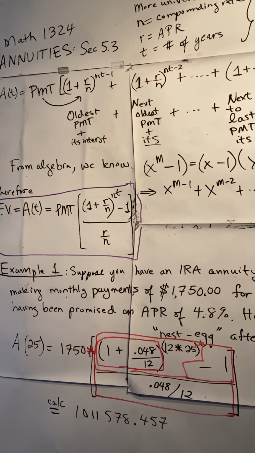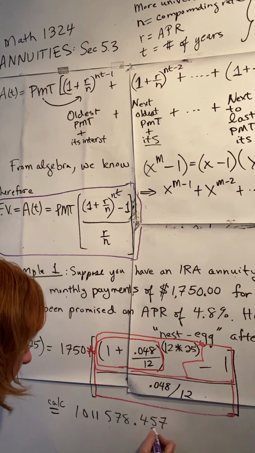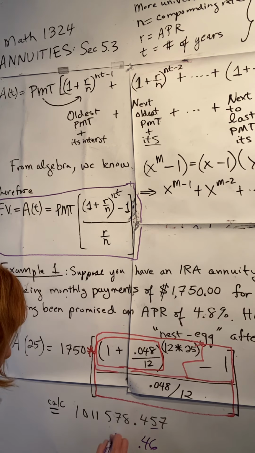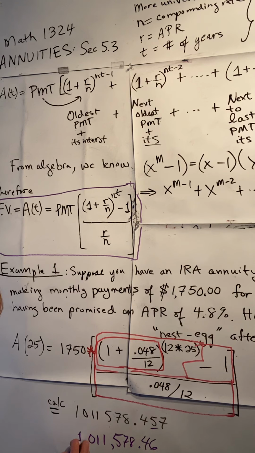So what is this quantity? Let's see. To the nearest penny, that would be 46 cents. So I have $1,011,578.46 in there, over $1 million.